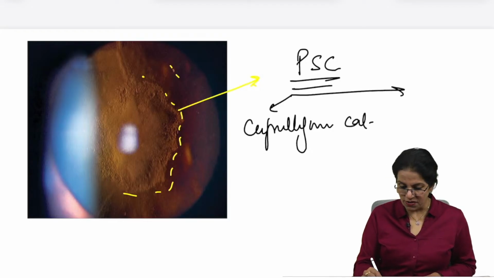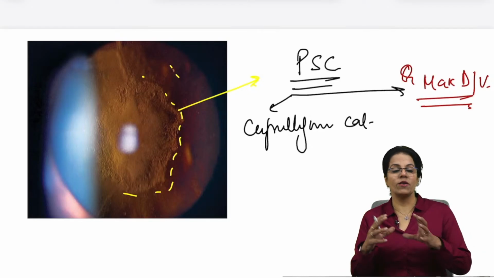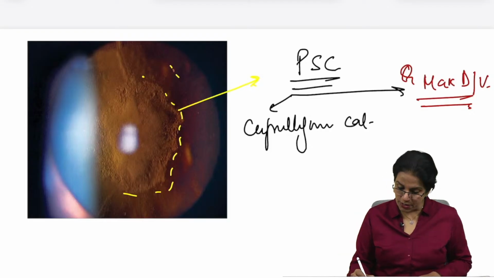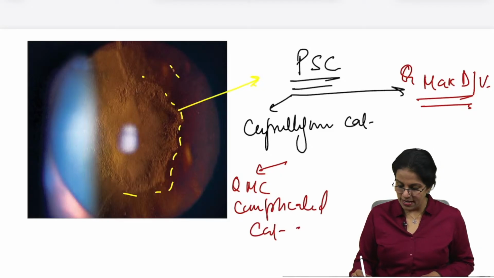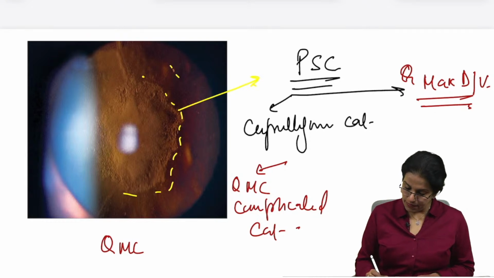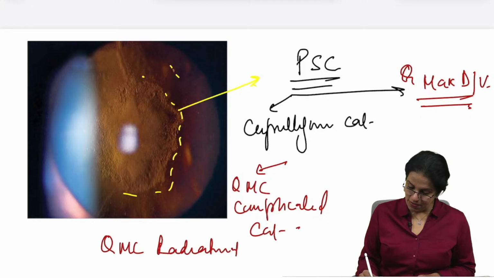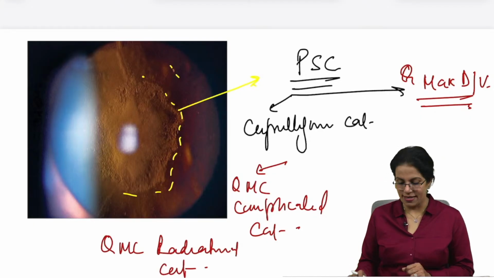Okay, next question, all of you. Which cataract will cause maximum diminution of vision? It is your PSC. Which lenticular opacity? It is PSC. Next question. Most common complicated cataract, it is PSC. Next question. Most common radiational cataract, again you should answer PSC. So, these are the questions around cupuliform cataract.